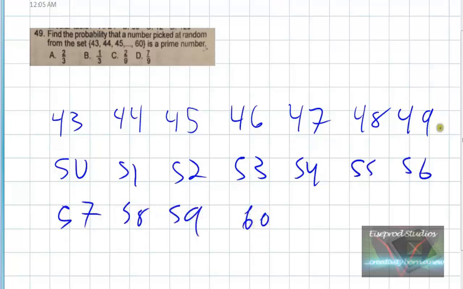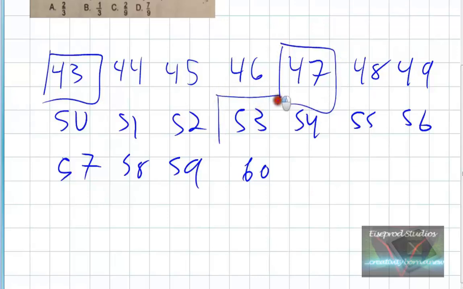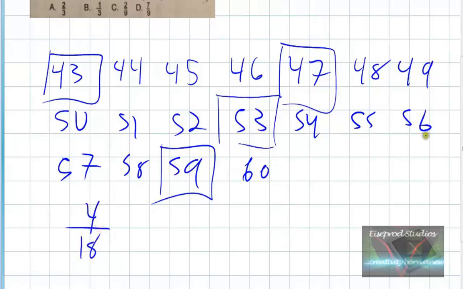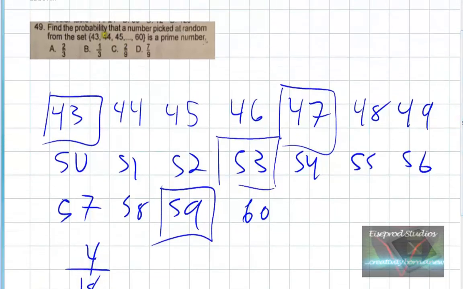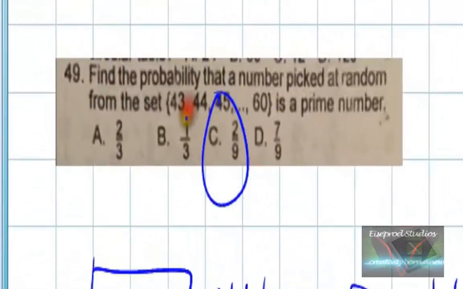Okay, so if you count out the numbers, there's 18 of them, and only 4 of them, 43, 47, 53, and 59 are prime numbers. So we have 4 out of 18, and so they're saying what's the probability that a number picked at random is a prime number, and that probability would be 4 out of 18. When we simplify that, we can divide both of these by 2, and we'll get 2/9. And so your answer would be C.